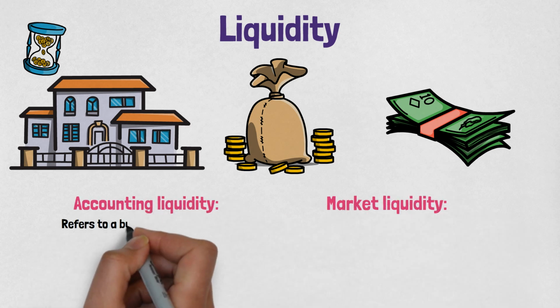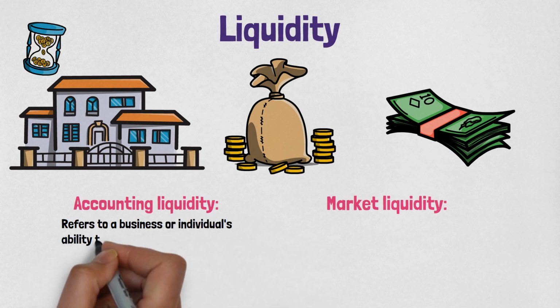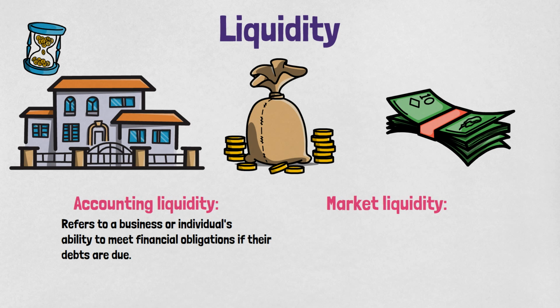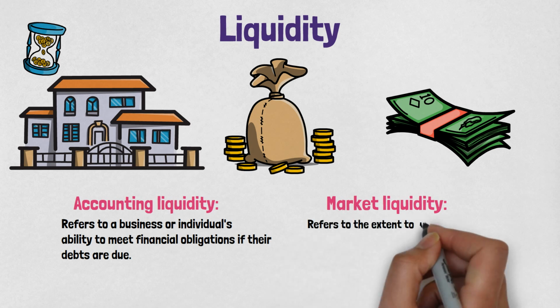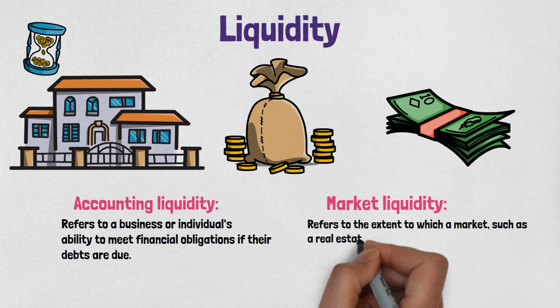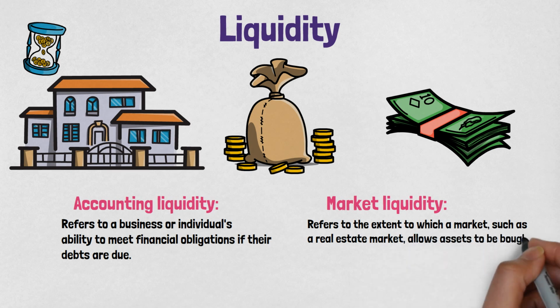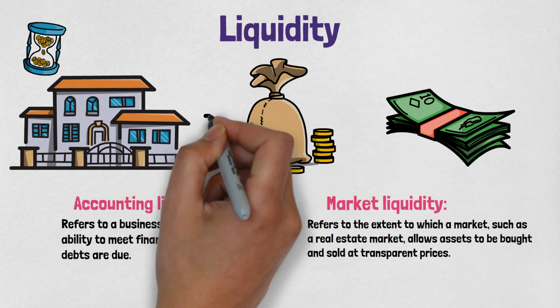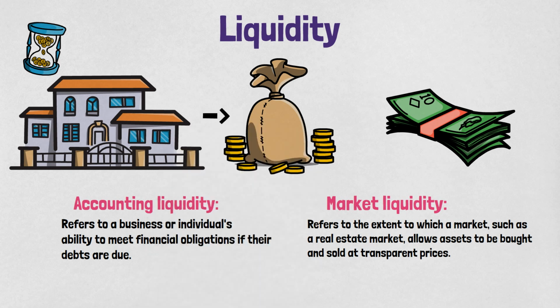Accounting liquidity refers to a business or individual's ability to meet financial obligations if their debts are due. Market liquidity refers to the extent to which a market, such as a real estate market, allows assets to be bought and sold at transparent prices. If markets aren't liquid, it's difficult for sellers to convert their assets into cash.